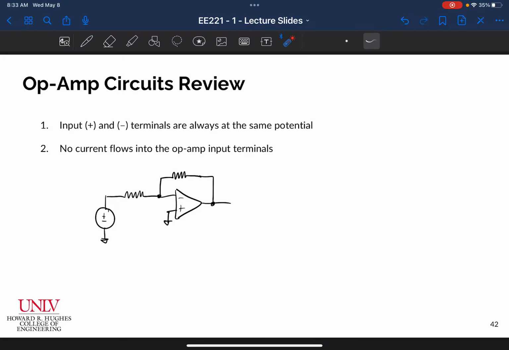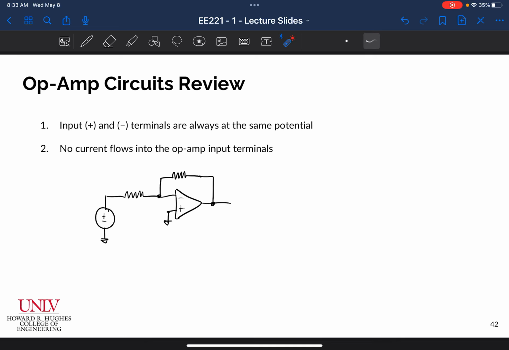And so the first golden rule is that the plus and minus terminals are always at the same potential. That's this terminal here and this terminal here. So right here and right here, the voltages are always the same. That's the first golden rule of op-amp circuits, and basically the first tool we have to help us solve these kinds of circuits.